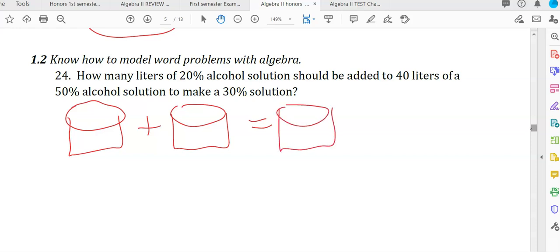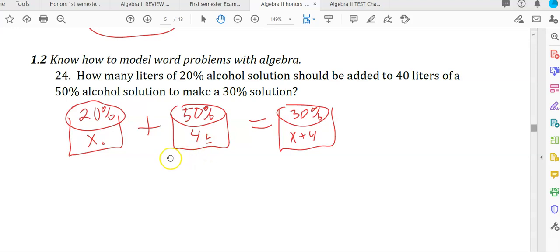So one is a 20% alcohol solution. Add it to a 50%. And if you do the mixture right, the resulting mixture will be a 30%. And it does say that the 50% is 4 liters. So this is 4 liters. That's just the liter symbol there. So this one would be x liters. And I guess this would be x plus 4 liters, right?